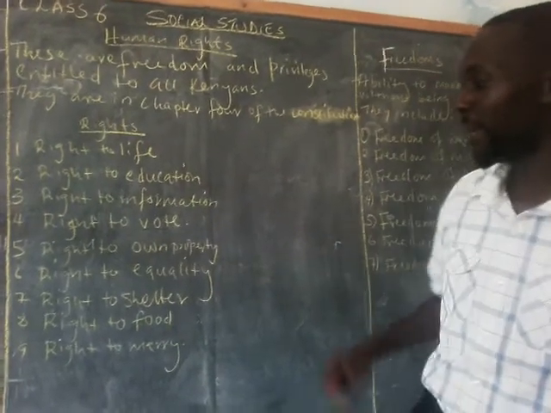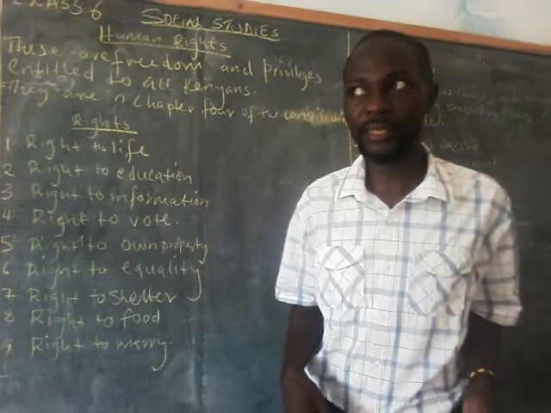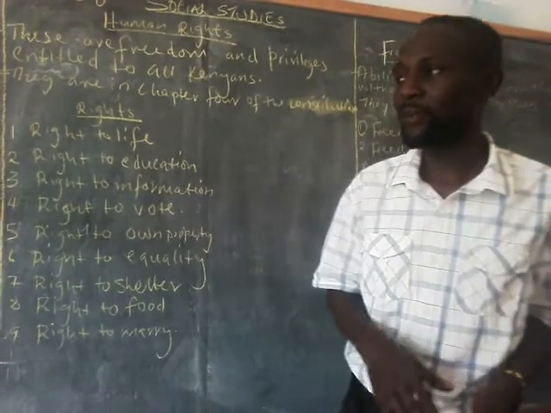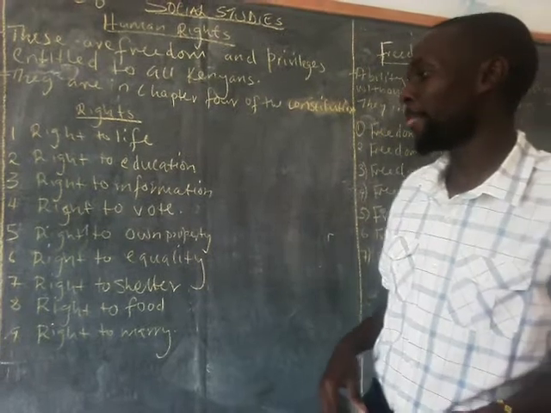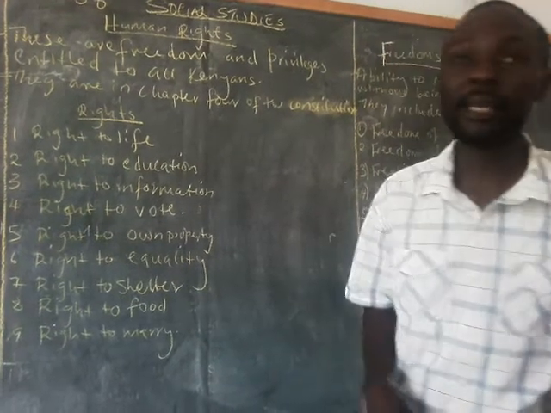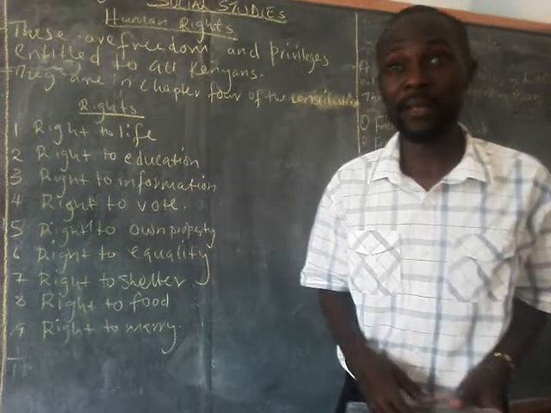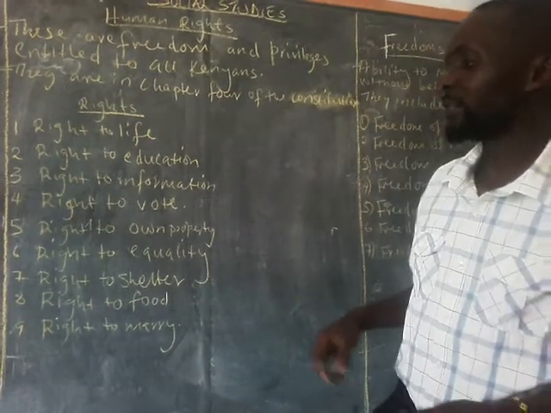Then another right, right to equality, especially before the law. Each and everyone, we are all equal before the law. And then right to shelter. Each and every person has a right to live in a good place.